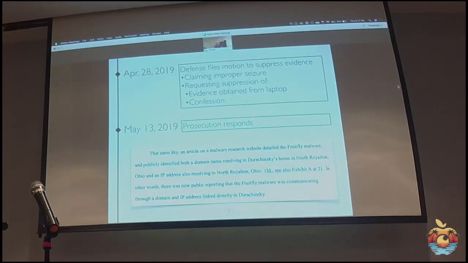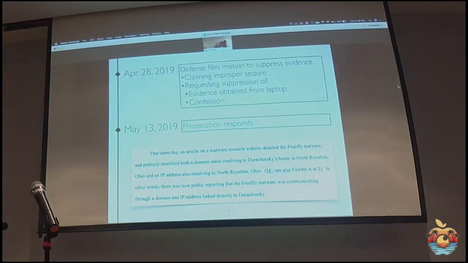Now, fortunately, the prosecution does have some good arguments for why they were allowed to take that hardware. For example, they took the hardware out of the house, but they didn't actually search it until they got the warrant.